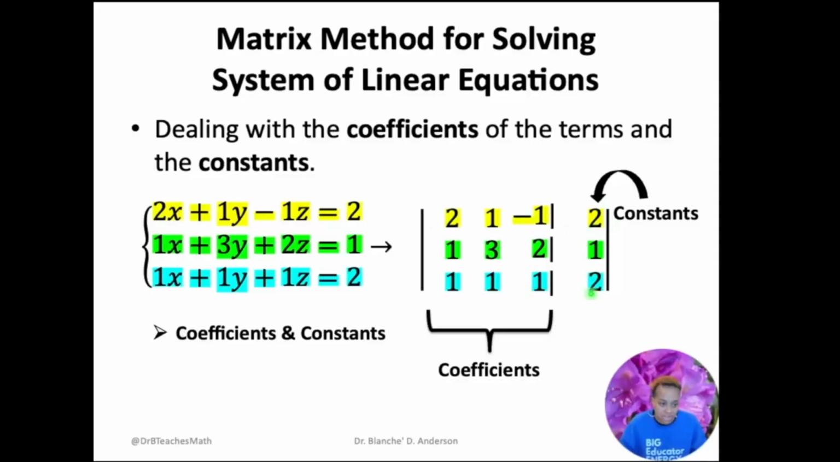So your constants are over here. You have a bar. Some people do a bracket. I just do the bar. When you see me write it, you're probably going to see me write a big bracket. So your coefficients go in here, and then your constants go in here. Your constants are here. See how they line up? And then the coefficients are what's on the terms.